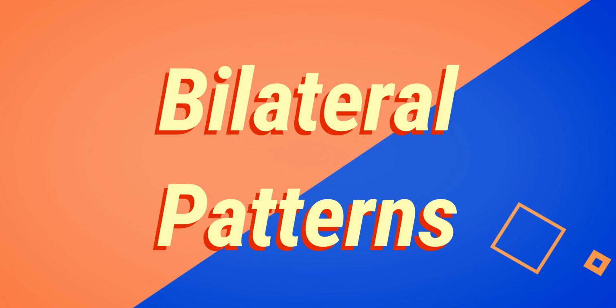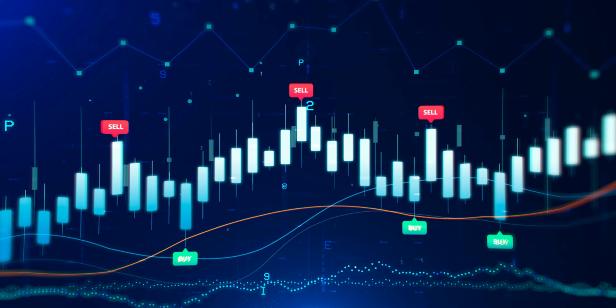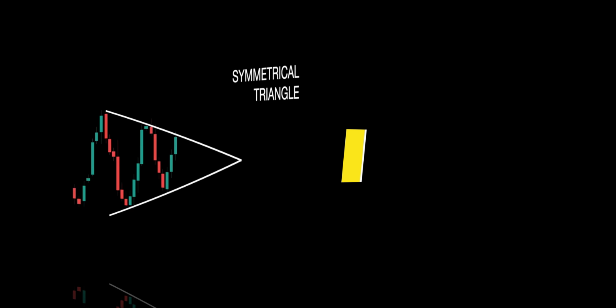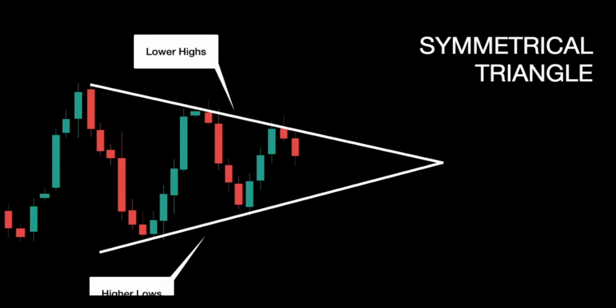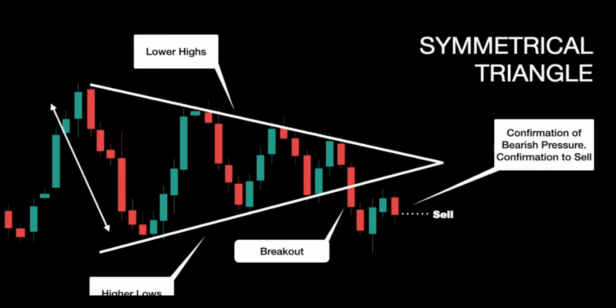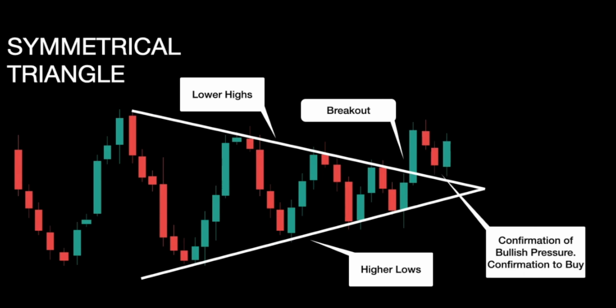Bilateral patterns. These patterns can break either way, so you have to be prepared for both scenarios. 8. Symmetrical triangle. Price forms lower highs and higher lows, creating a coil. Strategy: set a buy order above resistance and a sell order below support. Stop loss: just outside the opposite side of the triangle. Tip: use volume. A breakout with volume is more likely to follow through.